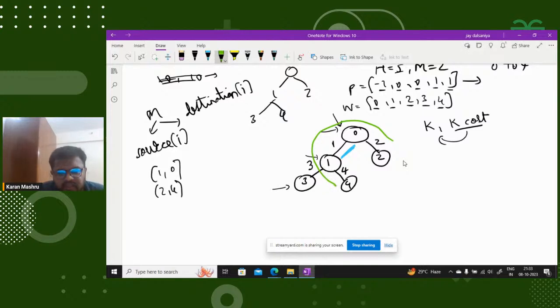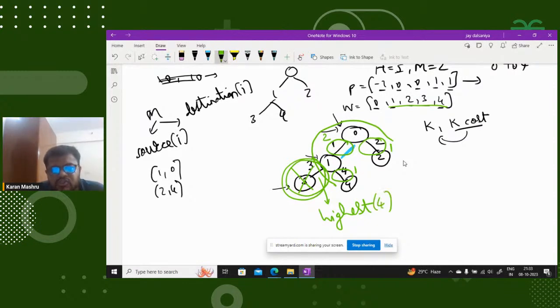So understand one thing. This edge is never used, this edge is used one time, this edge is used two times, and this edge is used one time. Since this edge is never used, I will associate the highest cost with it. What are the costs? 1, 2, 3, and 4. 0 is not a cost, because 0 basically denotes there is no parent of 0, right? So what is the highest cost? The highest cost is 4. So I will associate it with this edge because this is never used.